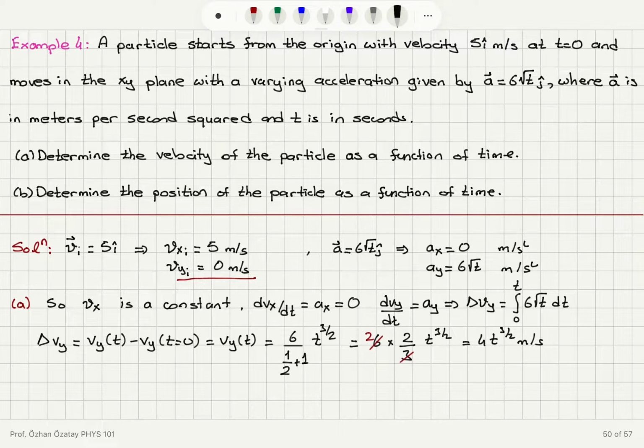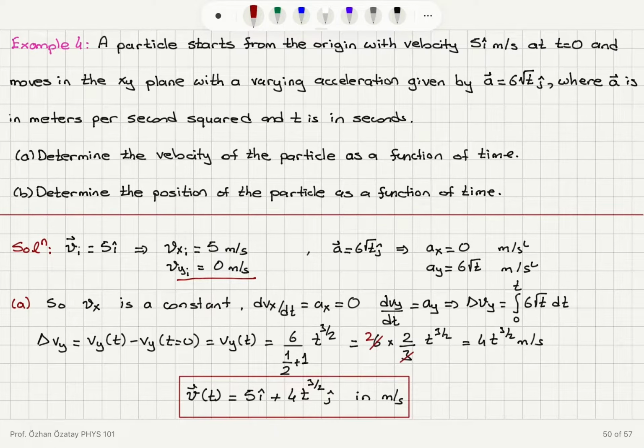meters per second. So I know x component is a function of time and y component is a function of time. Therefore, I can report velocity as a function of time to be 5 i hat, the constant x component, and time varying y component 4 t to the 3/2 j hat in meters per second. So that's the answer to part A of the problem.